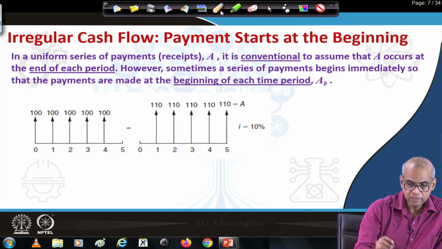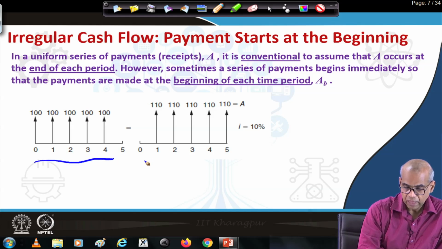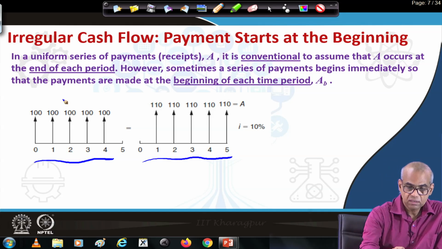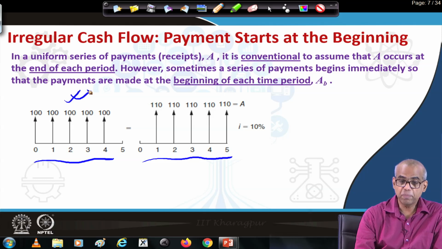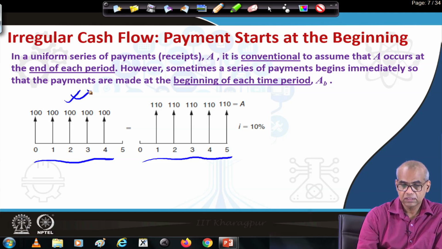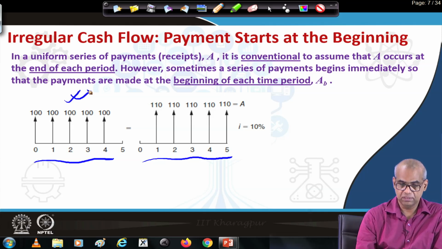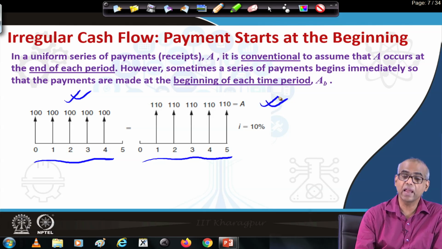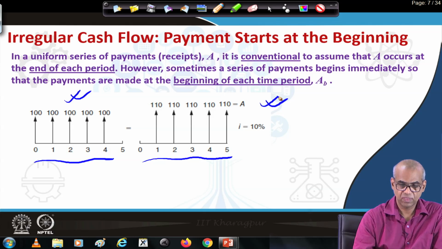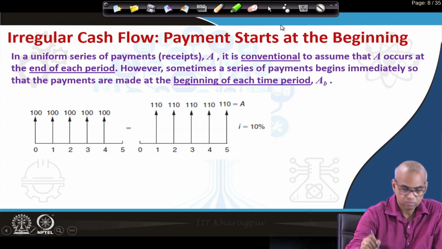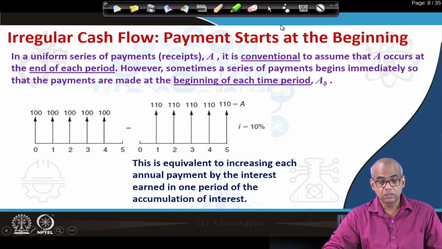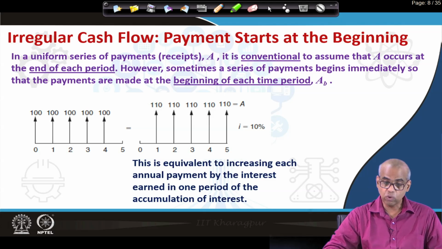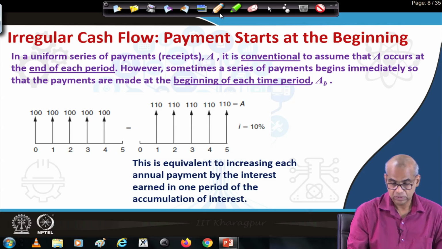So, you look at this cash flow diagram and compare it with this cash flow diagram. Here the payment has started at the beginning of each time period, whereas here the payment is taking place at the end of each time period. Now, this will be equivalent to increasing each annual payment by the interest earned in one period of the accumulation of interest.